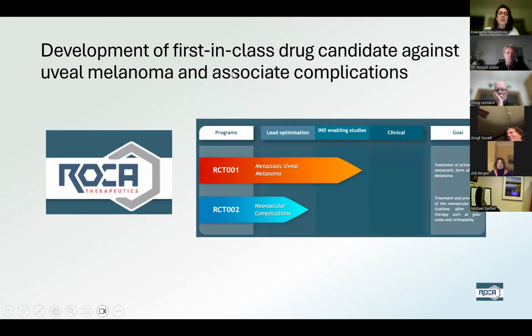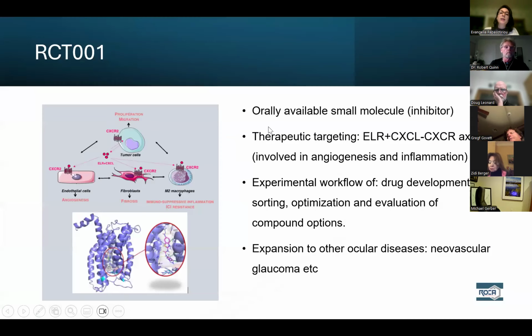So it's a biotech that does first-in-class drug candidate development for uveal melanoma, primarily. We're going to focus a little bit on the RCT-001, their active compound against metastasis of uveal melanoma. So it's an orally available small molecule. It's an inhibitor, and it targets these long names here. But what is the most important is that this axis here is involved in angiogenesis and inflammation. So you're targeting to block angiogenesis and inflammation of the tumor.